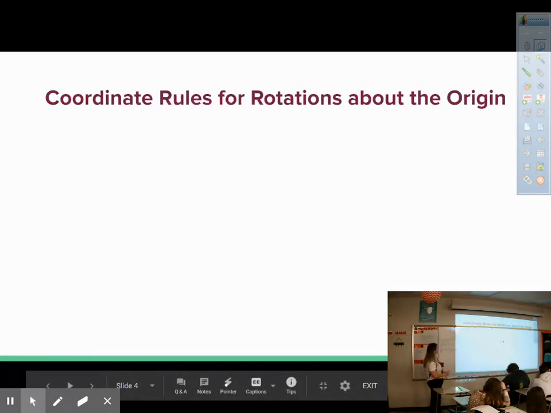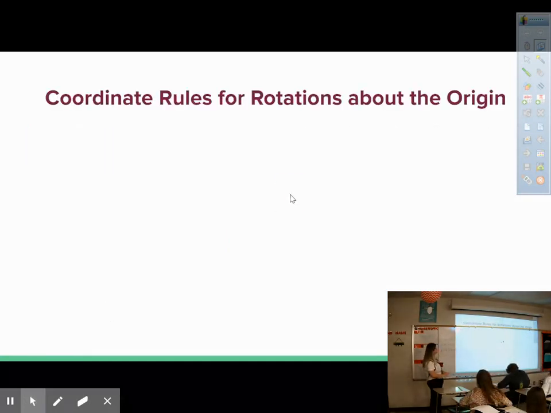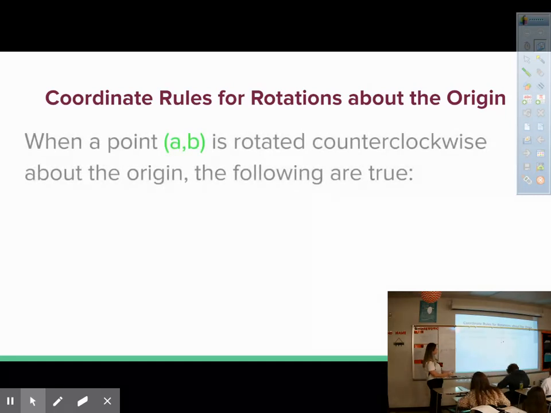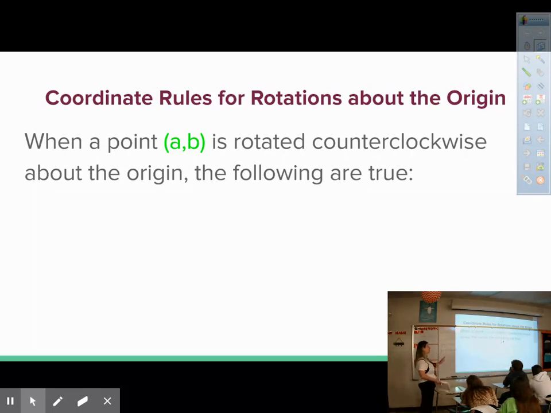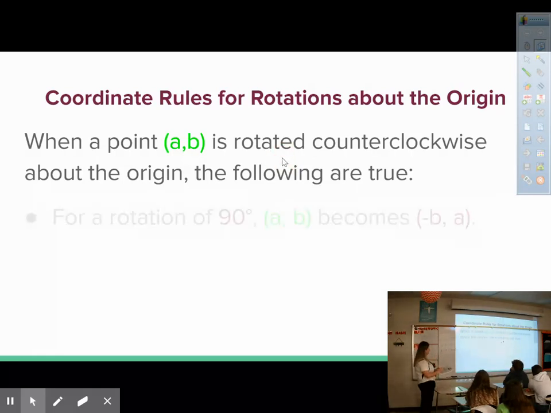All right, coordinate rules for rotations about the origin. The first rule says, when a point (a, b) is rotated counterclockwise, which means backwards from a clock, about the origin, the following are true. Our center of rotation is always going to be the origin. I'm not going to change it up on you and tell you the center of rotation is going to be (1, 1) or (1, negative 1). It's always going to be the origin, just to make it easier on us, because we already have a lot of rules to remember anyway.